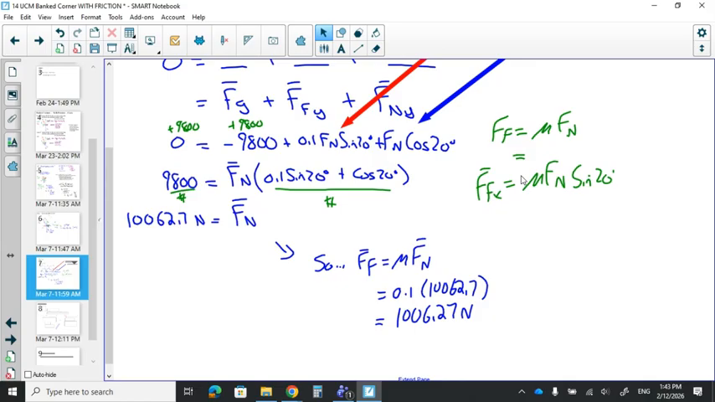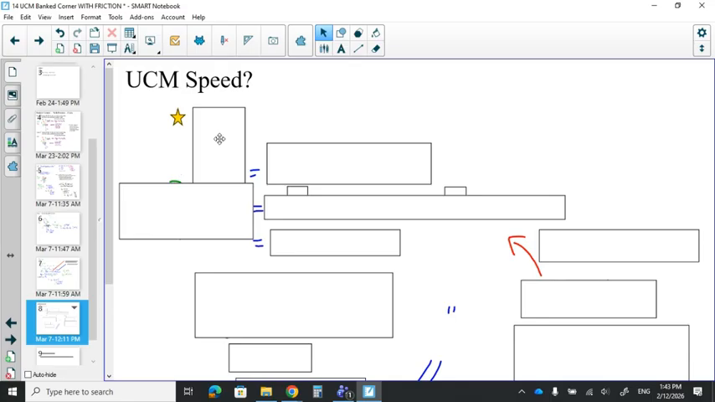Oh, I should have shown that earlier, but friction is obviously just mu Fn, right? So, FFX, the X component of the friction force. That's for later, I guess, really. Okay, here we go. Uniform circular motion, right?